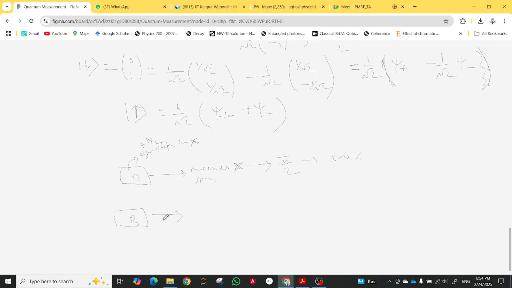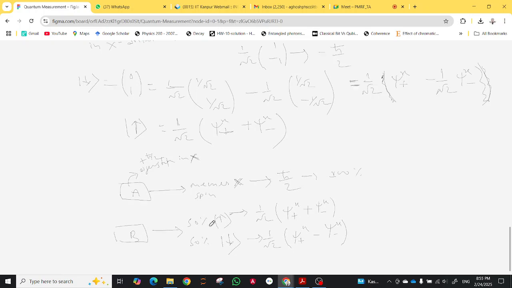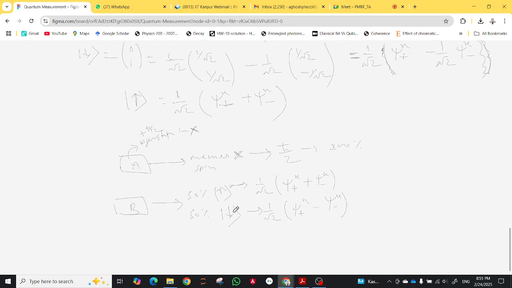Now in case of B, what does B have? B has 50% up and 50% down, right? And the up state I showed you, up state means you can always write it as a combination of eigenstates of the x operator, plus and minus. Up eigenstate you can write 1 by root 2 (psi plus x plus psi minus x). Down one you can always write 1 by root 2 (psi plus x minus psi minus x). So B has 50% up and 50% down, right?